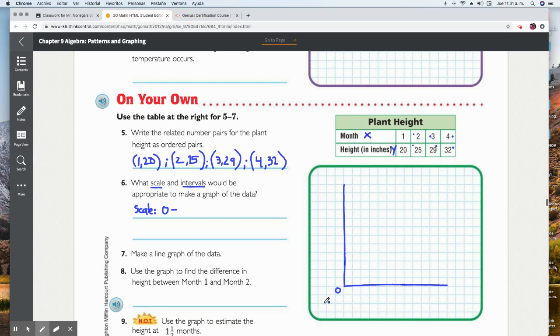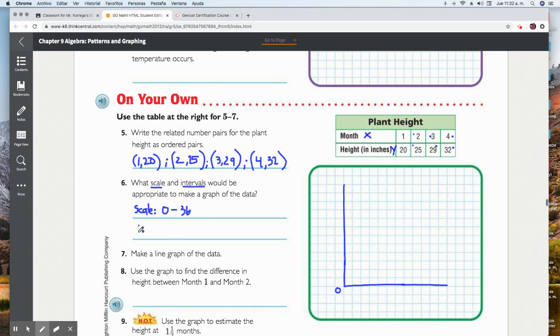So the scale again, 0 would be our first number, and it's up to you. You don't have to pick the same scale that I'm going to pick, but I'm just going to use a pattern of 4s. I want to use the difference of 4 in each interval. So 0, and then I'm going to say that my last number would be 36. So that's my scale.